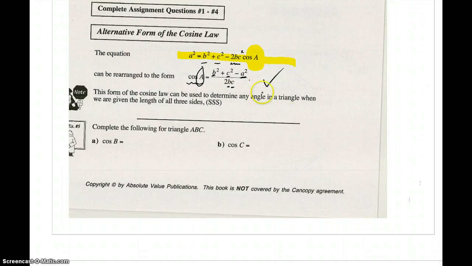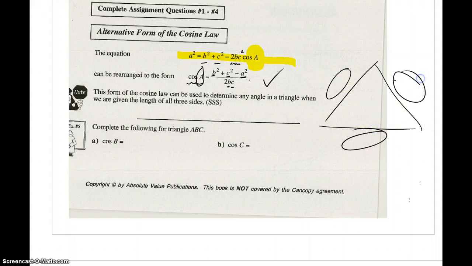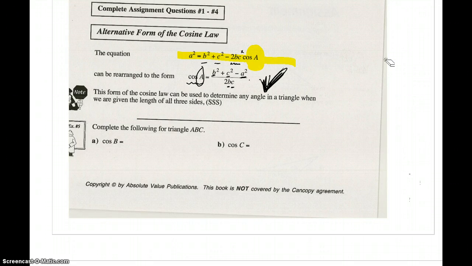And by the way, when it says this form of cosine can be used to determine any angle in a triangle when we are given the length. So if I've been given a triangle and I've been given this side, and this side, I can then go ahead and use this form, the one I just put a check mark on. I can use this form to figure out one of the angles, whichever one that I'm looking for. All right, so let's do it.